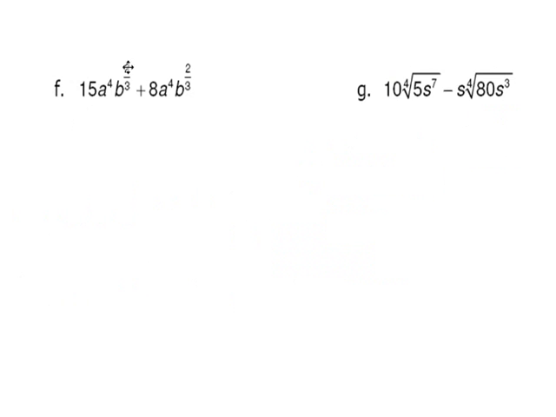F here works pretty much the same way. I've got a to the 4th, a to the 4th, b to the 2/3, b to the 2/3. These are like radicals, which means I just add my coefficients. 15 plus 8 is 23, and I keep the a to the 4th, b to the 2/3 power.